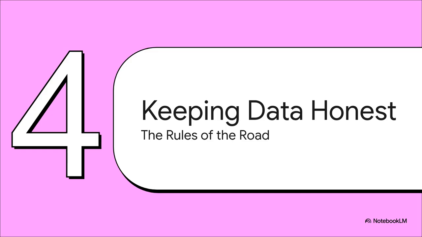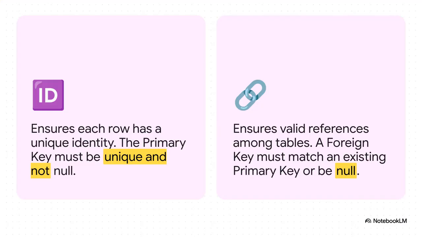Okay, we've built our database, we've connected our tables, we're getting meaningful answers. Now for the last and maybe most important piece of the puzzle. We have to make sure the data stays reliable. We need some rules of the road to keep our data honest. And really, it all comes down to these two golden rules.